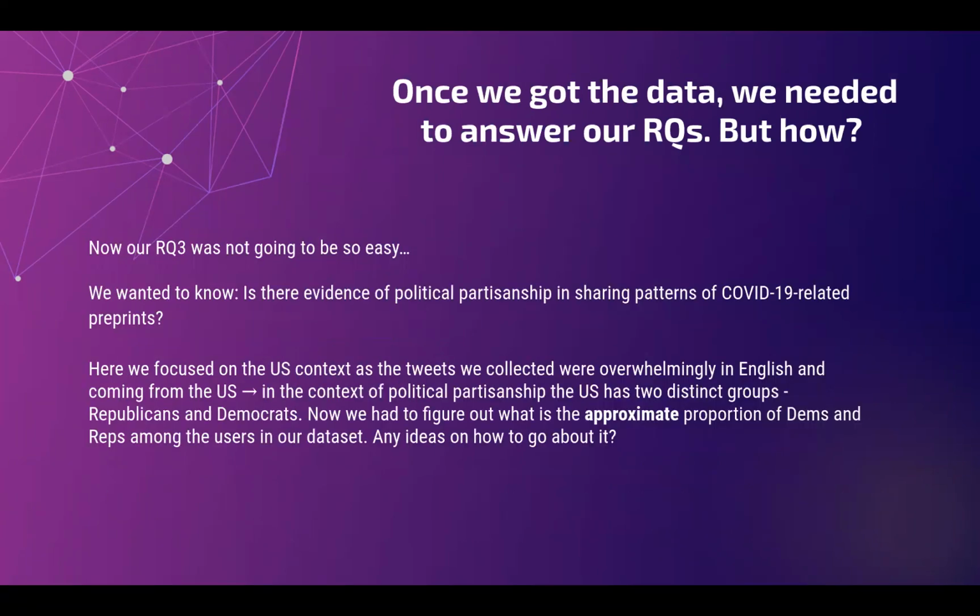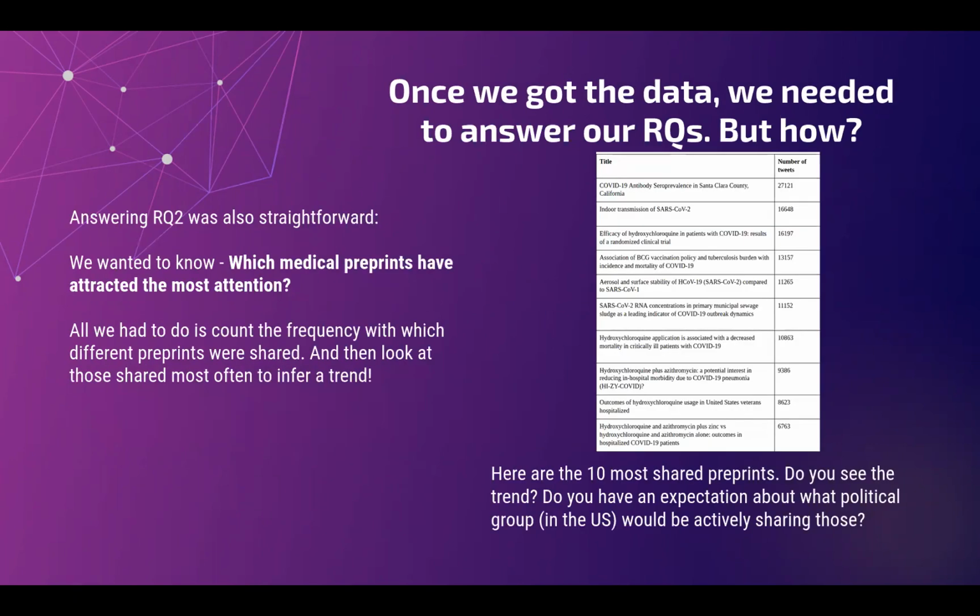So based on this, we can already have a hunch about our RQ3. Again, we wanted to check if there is evidence of political partisanship in the sharing of COVID-19 related preprints. And as you can see, among the most shared preprints, these are all ones that were pretty much in line with what conservatives, led by, let's say, Donald Trump or Fox News commentators in the US, advocated on Twitter.